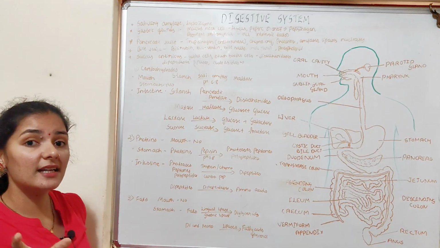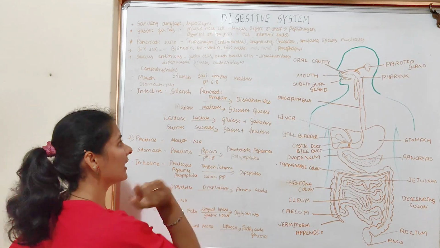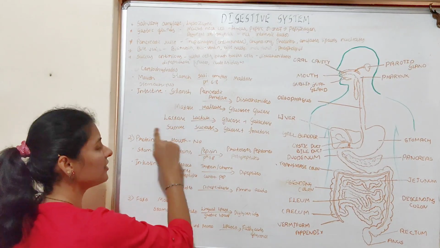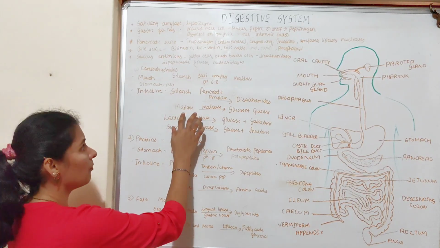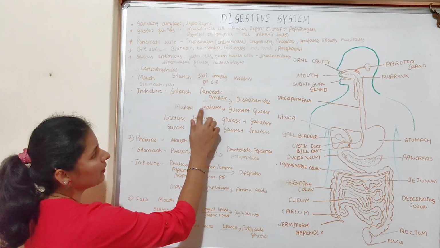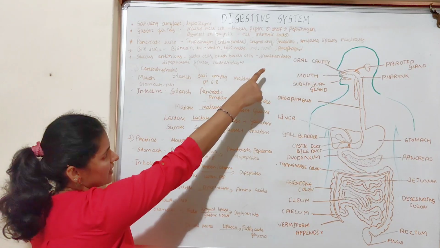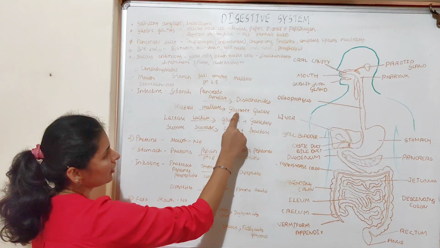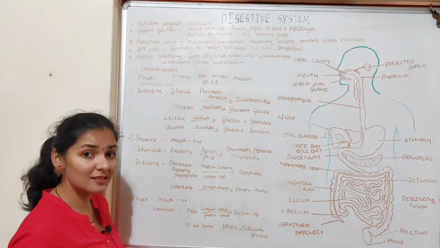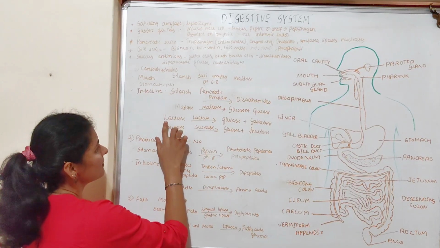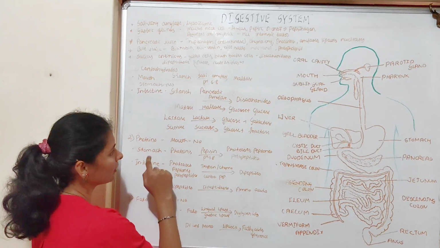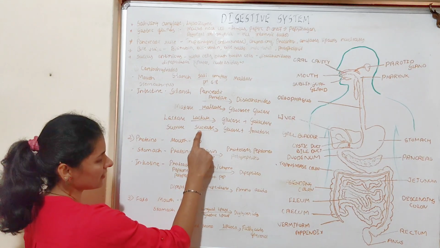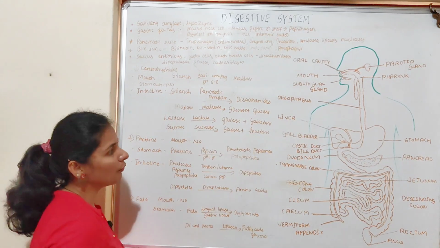So these disaccharidases act on disaccharides like maltose, lactose and sucrose and convert them into monosaccharides. For example, maltose is acted upon by the enzyme maltase, which is a disaccharidase, and converted into glucose and glucose, which is a simple monosaccharide. Similarly, lactose is acted upon by lactase and converted into glucose and galactose. Sucrose is acted upon by sucrase and converted into glucose and fructose.